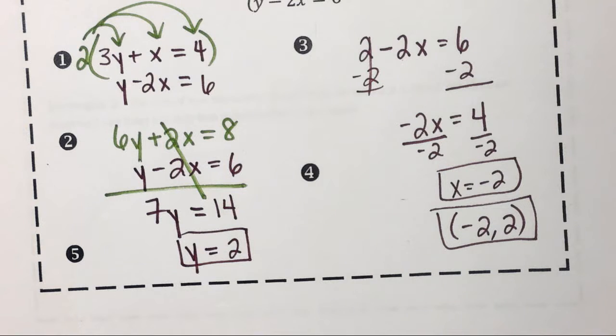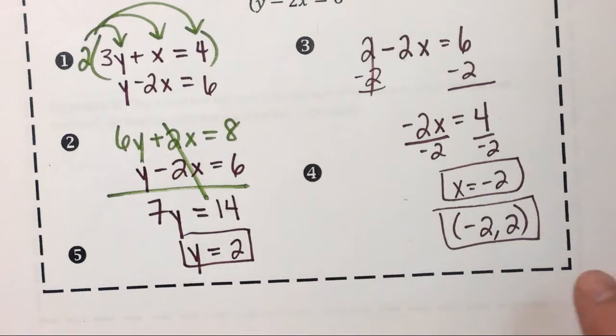I think elimination is the coolest, but I'm good at keeping up with my work. I'm a creature of habit, and I write all my lines over and over again. If you're not good at keeping up with your signs, then elimination is not going to be your favorite. Are there any questions about this example?